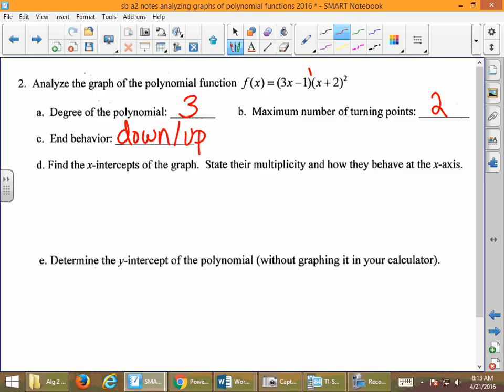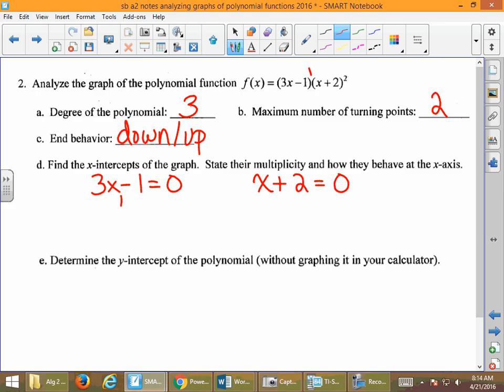So now we have to find the x-intercepts of the graph. And the x-intercepts are coming from our parentheses up there in the original problem. We're going to take 3x minus 1 and set it equal to 0. We're going to take x plus 2 and set it equal to 0. We don't need the exponent. The exponent is determining the multiplicity. So we'll use that in this particular section of the problem. But right now, let's come up with the x-intercepts, or the roots, or the zeros of the function.